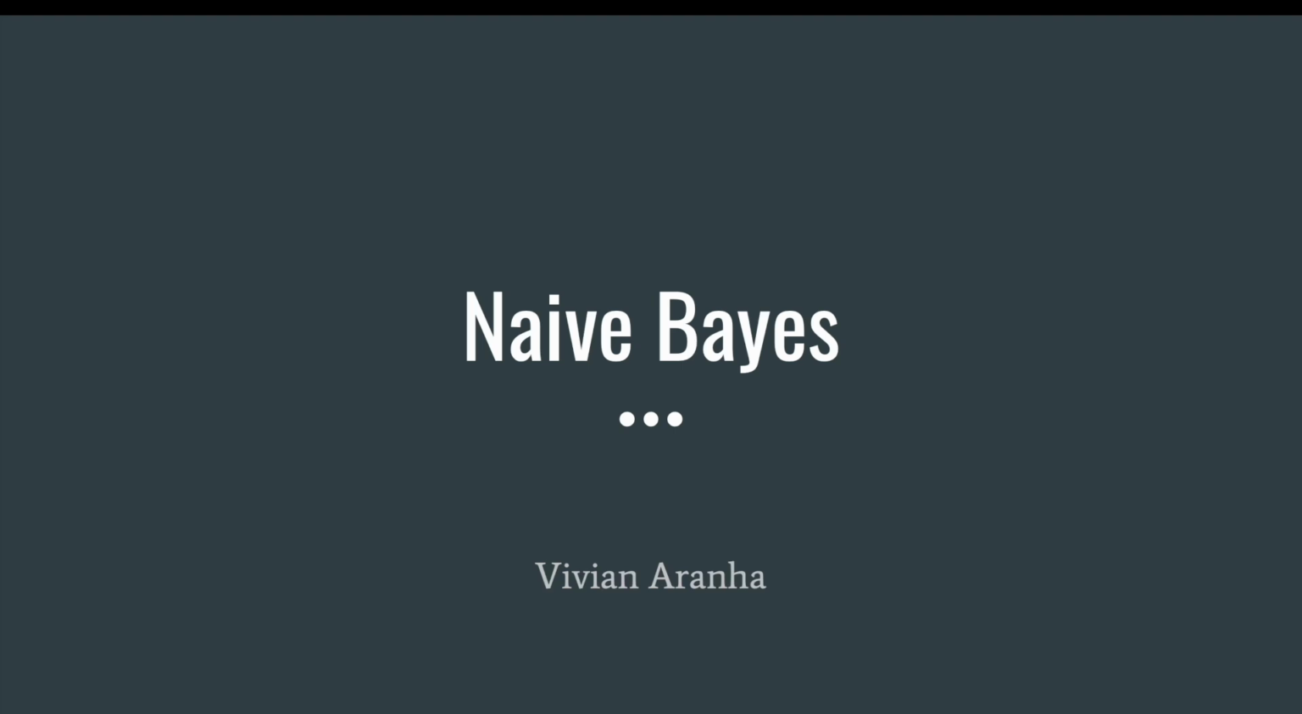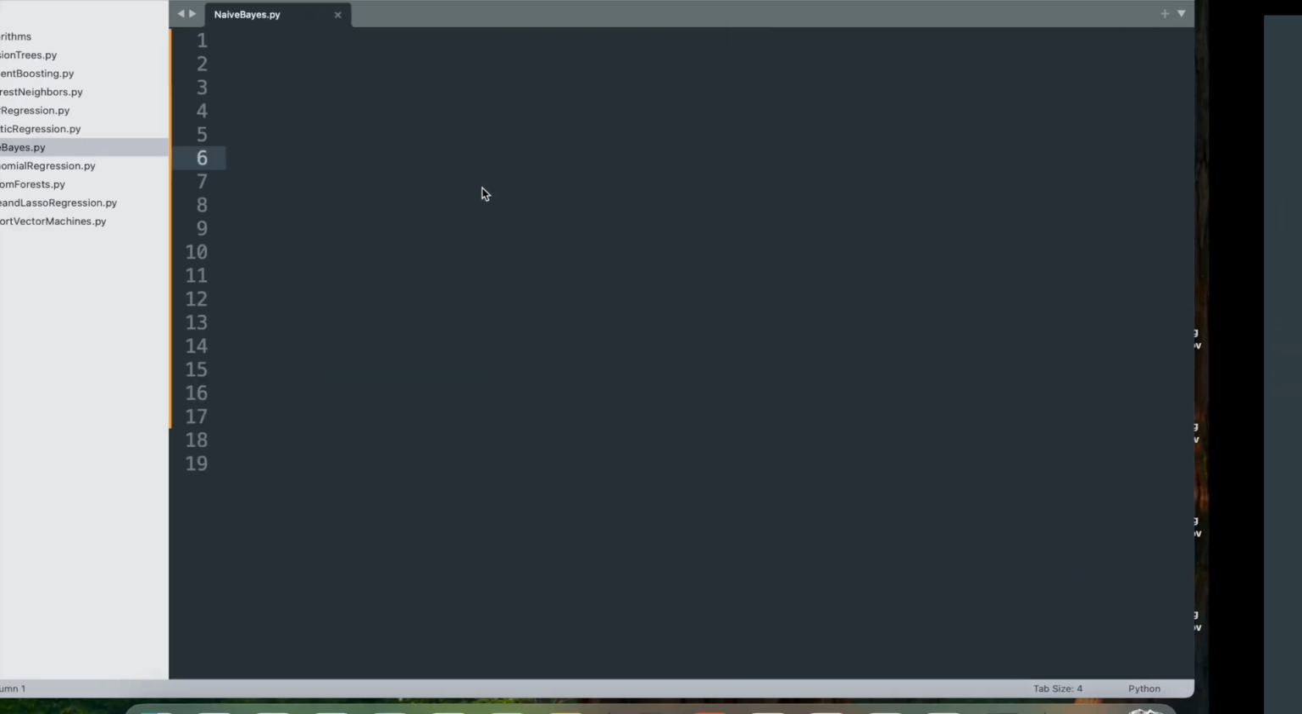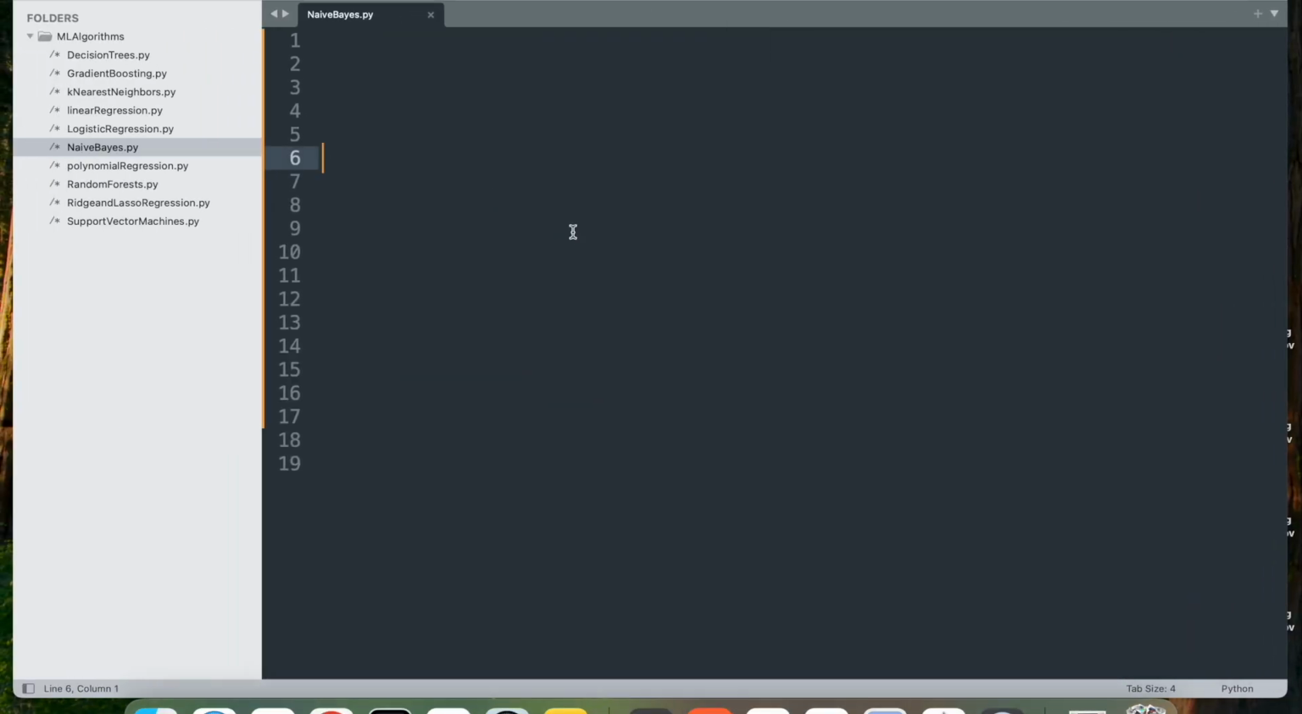Naive Bayes. Naive Bayes is a probabilistic classifier based on Bayes' theorem, which assumes that the features are conditionally independent given the class label. Despite this naive assumption, it often performs well in text classification and spam detection tasks. Let's go ahead line by line in writing the code for implementing a naive Bayes classifier using the Gaussian naive Bayes algorithm in Python. I'm going to start with a new, empty file here.